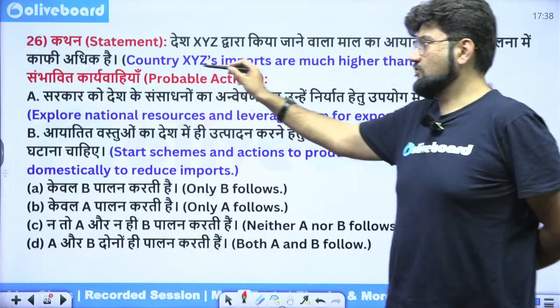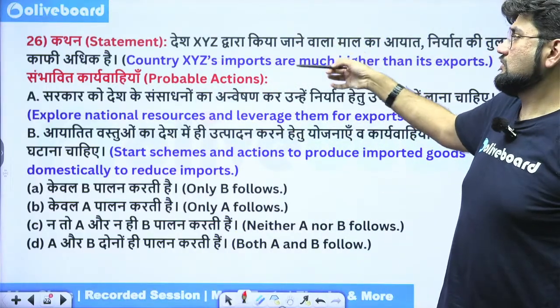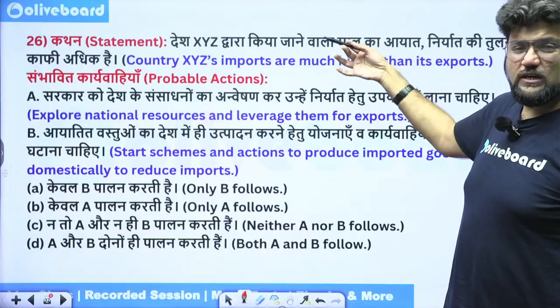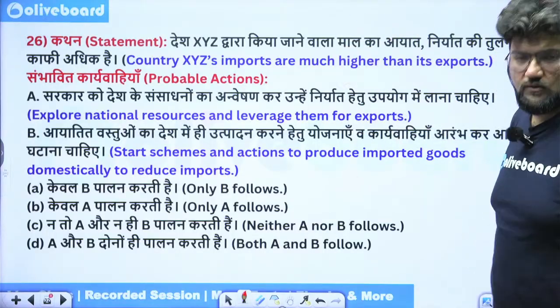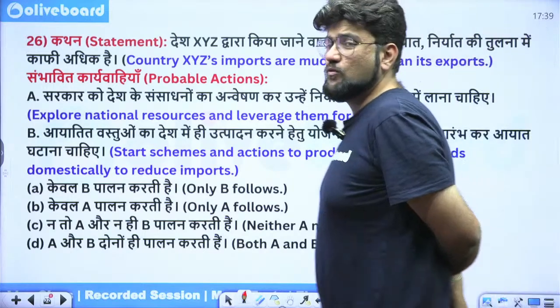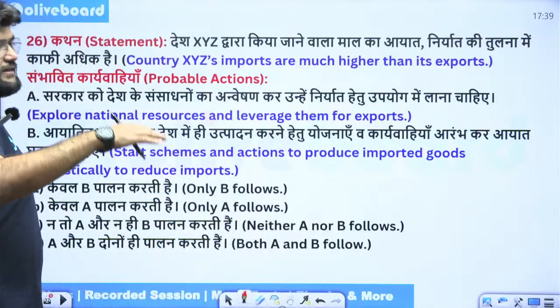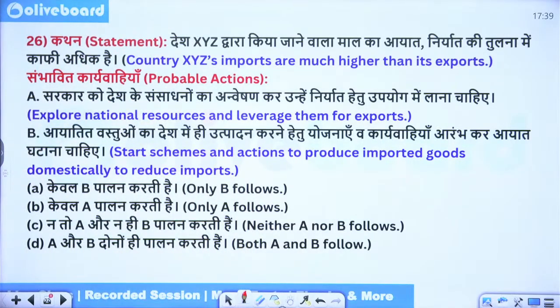So even here, see, a one liner statement is given. Not much is being divulged about the import concept, but you need to know the basics to be able to understand the question. Yes, good. So the question is saying country XYZ's imports are much higher than its exports. That means there's a balance of payment issue. Agreed? Now, what are the probable courses of action? How do we improve the situation where the imports are greater than the exports? So the spending is greater than the earning, in short, in easy terms.